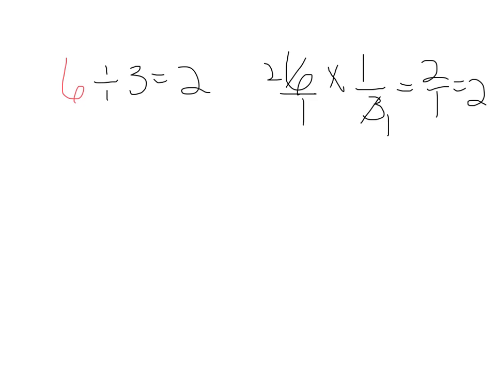How do you know which one you're supposed to put over or under the second? Do you always put the first one over one and then the second one? Oh, which one do you take the reciprocal of? You always take the reciprocal of your divisor, the second number. So when you say 6 divided by 3, 3 is your divisor. So you only take the reciprocal of that second number, the divisor.